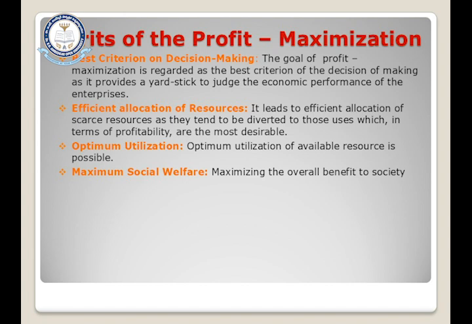At the same time, with the maximization of social welfare, the society also can be benefited by making use of this profit maximization objective. It will maximize the overall benefit to the society in terms of availability of services, availability of goods at cheaper prices, quality products at cheaper prices. So that also can be attained by using profit maximization as one of the basic objectives of financial management. Every term has a merit, but at the same time it also suffers from a few drawbacks.